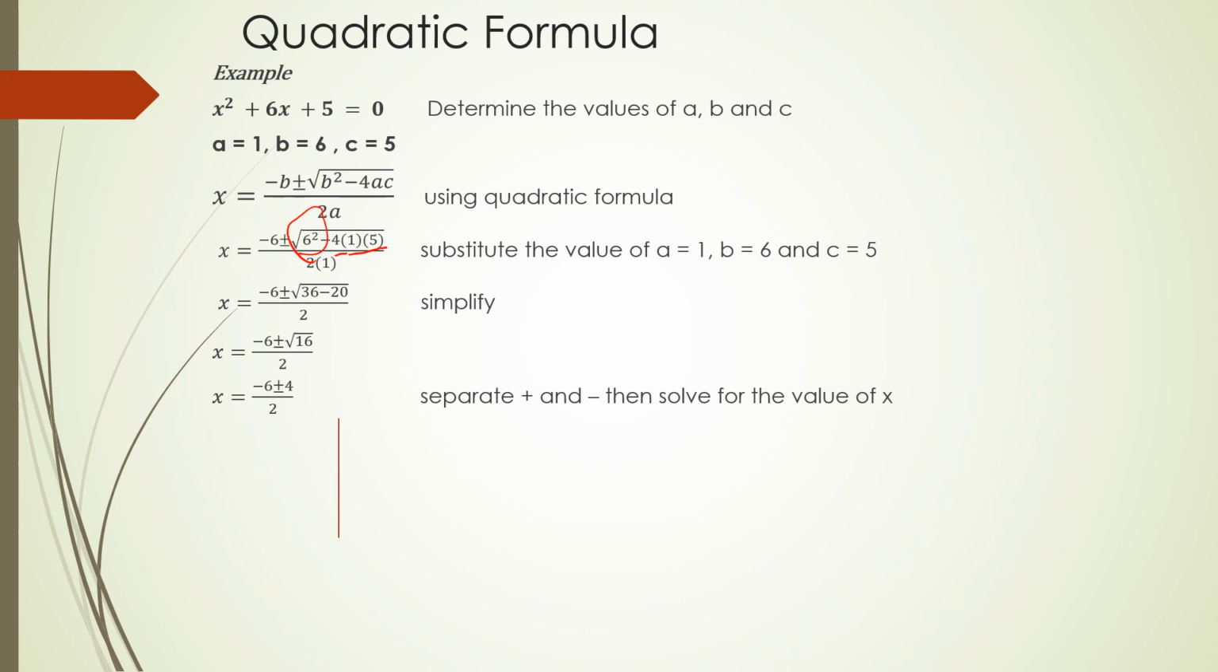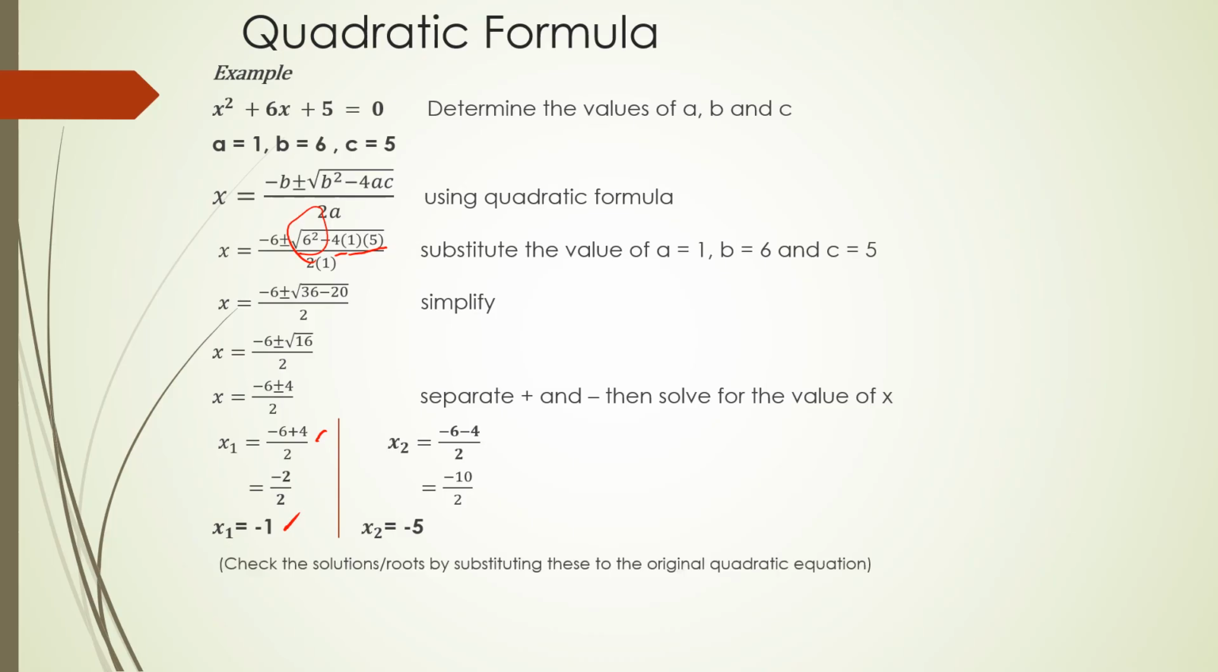Then separate the positive and negative to solve the value of x. So you have here negative 6 plus 4 over 2. Negative 2 over 2, and that is negative 1 as the value of x sub 1. Then the another one, you have negative 6 minus 4 over 2. And that is negative 10 over 2. So for the x sub 2, the answer is negative 5. So for the solution, x is equal to negative 5. And another one, x is equal to negative 1.